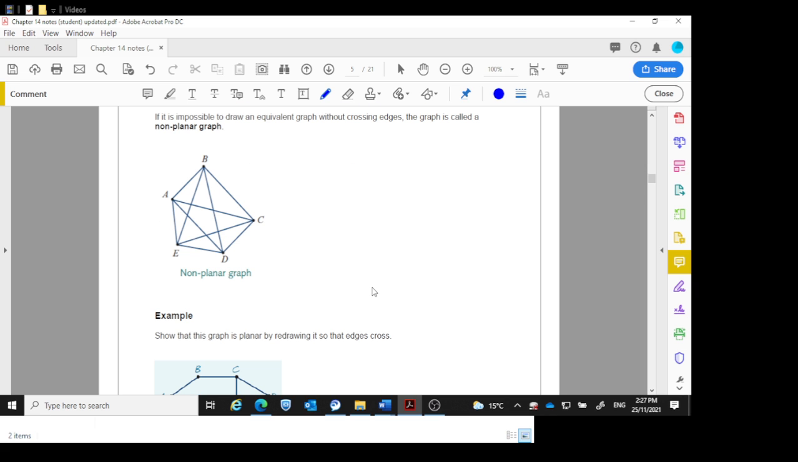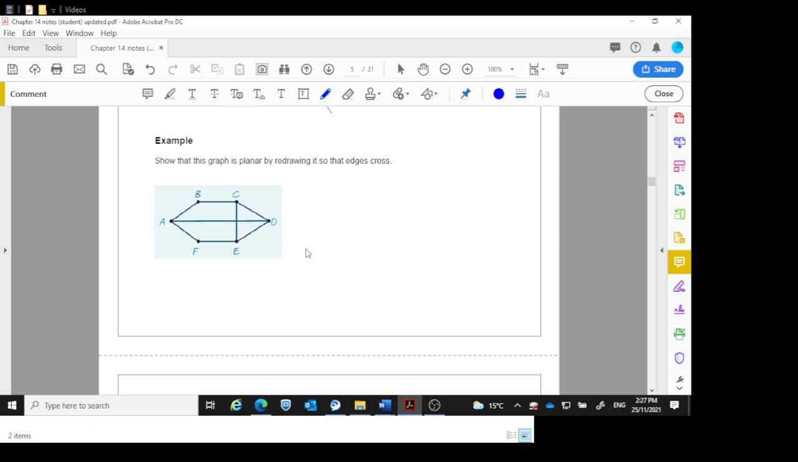So here, I can remove this one, not a problem, and put it out here. I can remove this one, not a problem, and put it out there. But I still have one connecting from C to E, and when I try to remove it, it crosses over. So this is not a planar graph.